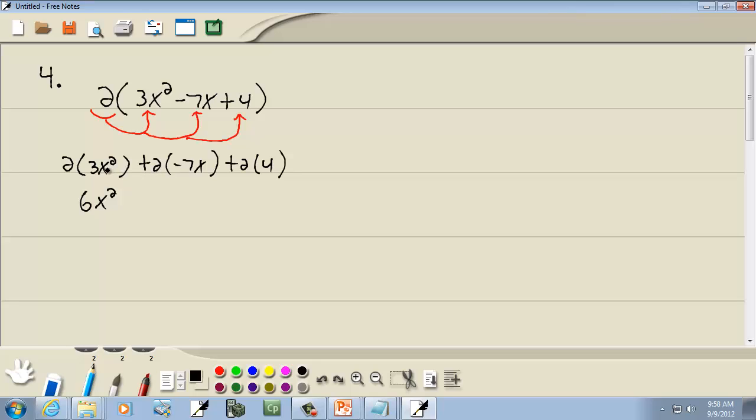In the previous problems, we knew what the variable was. We would plug the value in for it. Well, here we don't. 2 times negative 7 is negative 14, and you put the x beside it. And 2 times 4 gives us 8. Now, this is our answer using the distributive property.